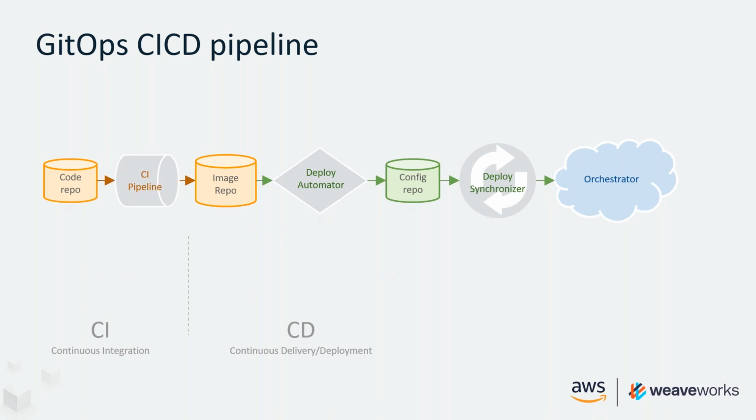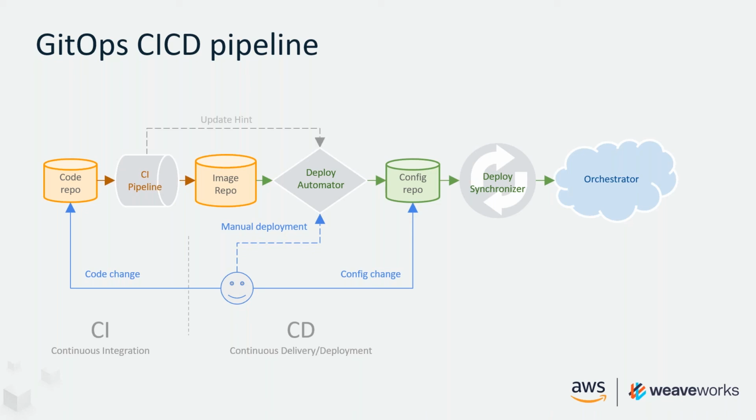And these are the types of change we can use to trigger a deployment. So we can change the code, we can trigger a manual deployment, or we can change configuration files in the repo directly. The deployment synchronizer will still apply each of the changes as they're changed in the repository. We can even send an update hint from the CI pipeline to the automator to say, get ready, you're going to need to do something in the near future.